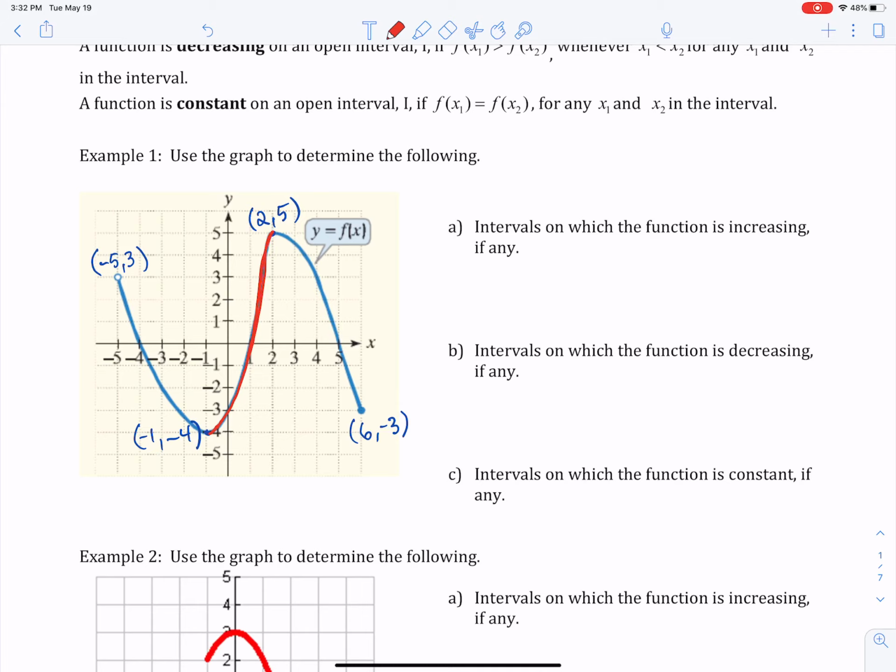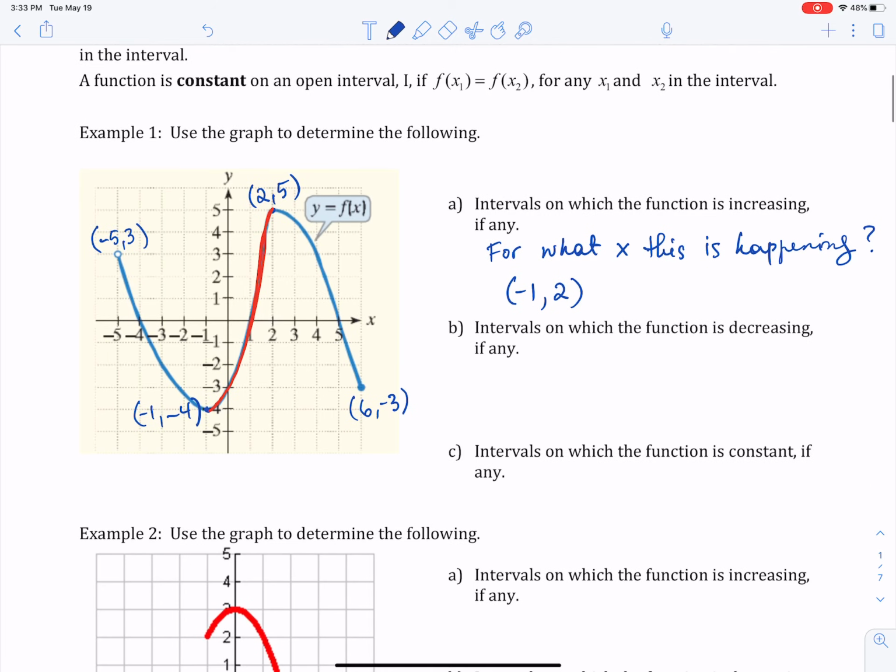Well, the interval is not going to be the y value, but rather the question is, for what x this is happening. And I can see that x begins from -1 and ends at 2. So for x between -1 and 2, the function is increasing.